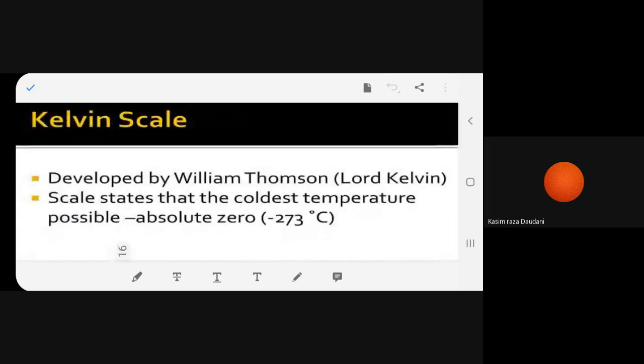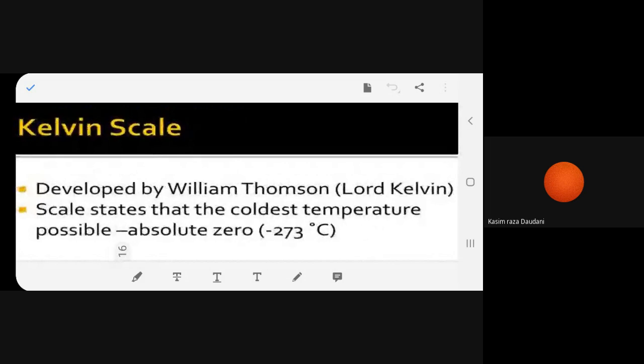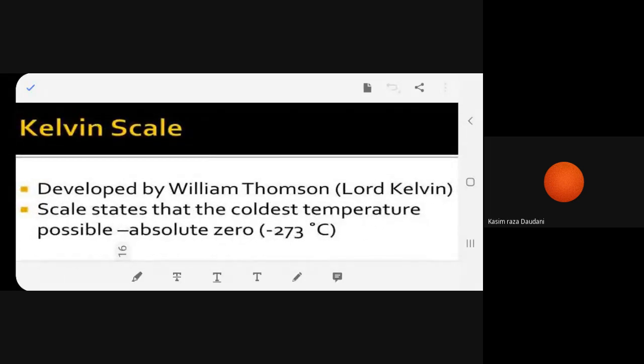Now we come to Kelvin. Read, beta. Kelvin scale, developed by William Thomson, Lord Kelvin. The scale states that the coldest temperature possible is absolute zero.